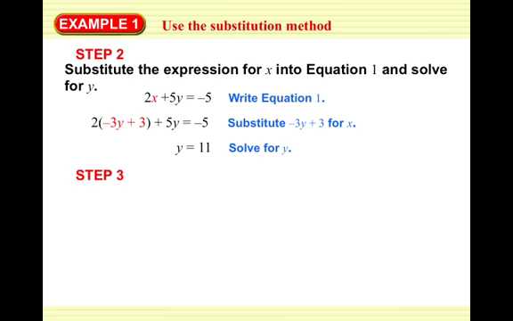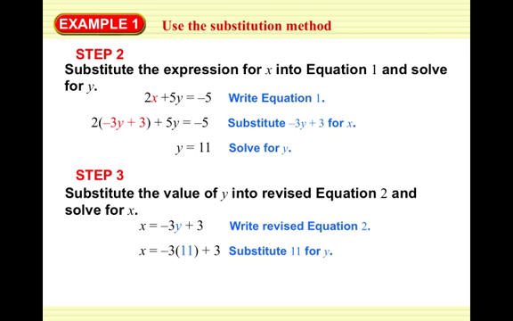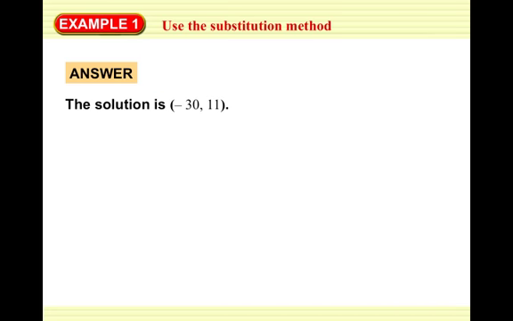You can plug it into either original equation or the revised equation 2. Probably that would be the easiest because it's x equals negative 3y plus 3. So it's just a matter of substituting in the 11 and then simplifying. So negative 3 times 11 is negative 33, plus 3 is negative 30. So our solution is negative 30, 11.